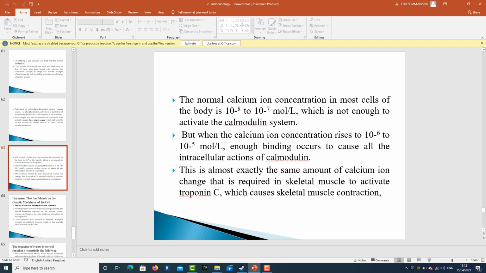But when this calcium concentration rises to 10 raised to power -6 to 10 raised to power -5 moles per liter, enough binding occurs, leading to intracellular actions of the calmodulin. And this is almost exactly the same amount of calcium ion that is required to lead to the activation of troponin C, leading to the skeletal muscle contraction.